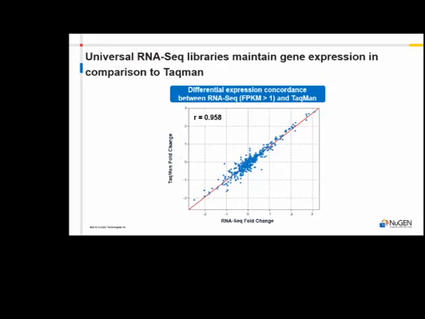We also compared the differential expression of the two samples that I just mentioned to a qPCR gene expression panel of 400 genes. And again, these are only depleted libraries in the RNA-seq data this time, and then TaqMan expression for the same two samples. And again, we see very high correlation, showing that we're seeing minimal off-target and minimal impact on the global gene expression of these samples with the targeted depletion.